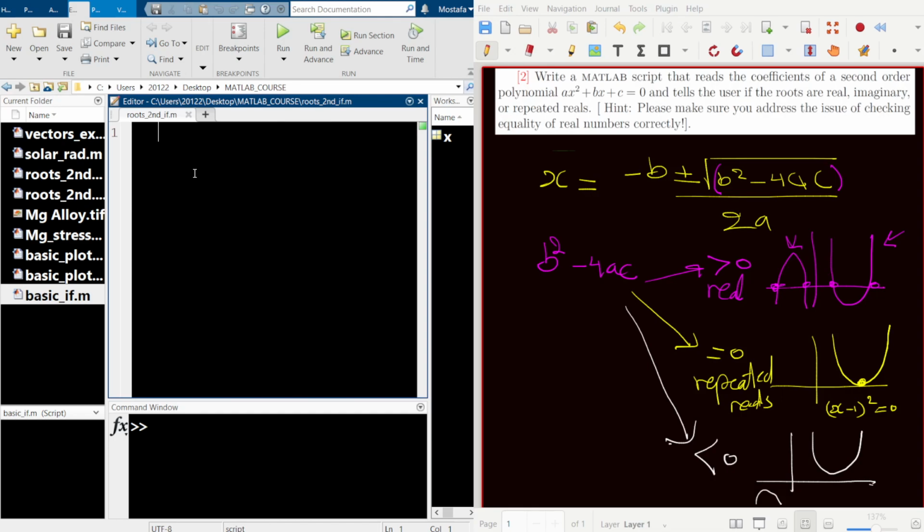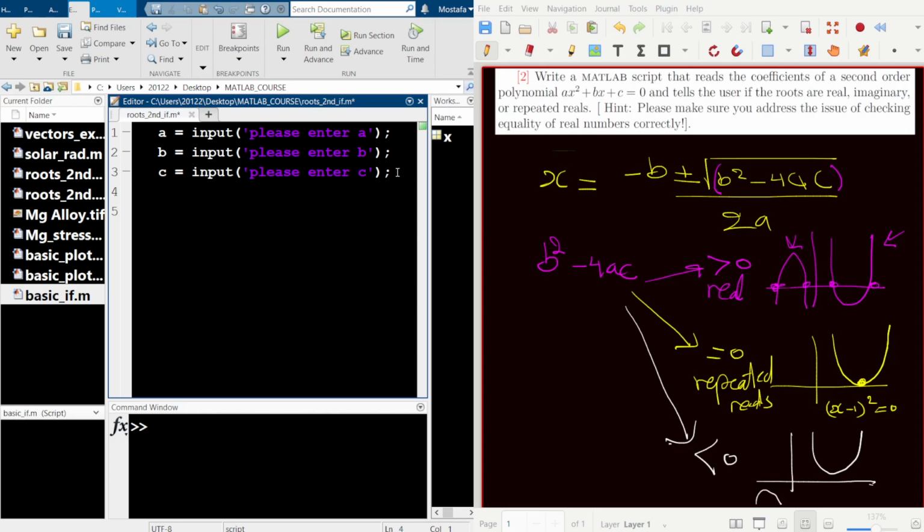So let's start by getting the a, b, c from the user. So a equals input, maybe 'please enter a'. We can speed things up a little bit by taking this as a copy. A semicolon here will suppress rewriting this on the command window. So I have b equals input 'please enter b', and similarly c, 'please enter c'. All right, we got our a, b, c.